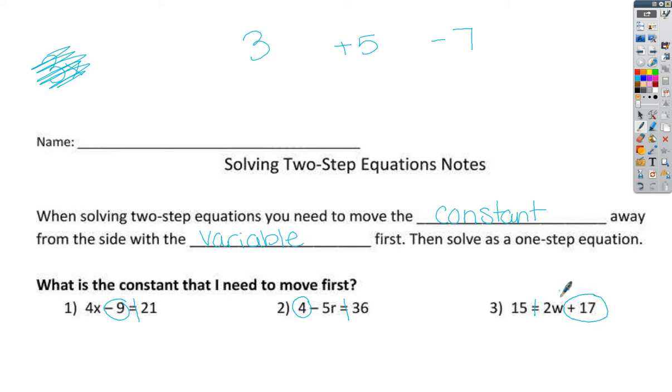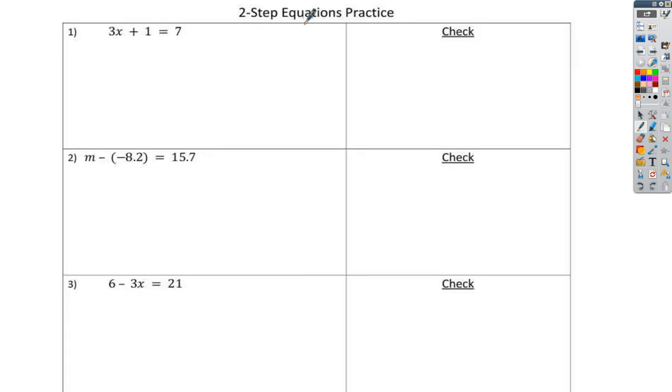Now the constants are important to find because we need to move those in our equations first. So in 3x plus 1 equals 7, we need to find the constant first because that's the first thing we need to do. So our constant is this plus 1. We need to get this plus 1 to the other side of our equation so that we can solve for x. So like we did in the last class, we have to do the opposite of plus 1, which is minus 1. And what we do to one side of the equation, we have to do to the other, so minus 1. You can draw a line if that helps you a little bit.